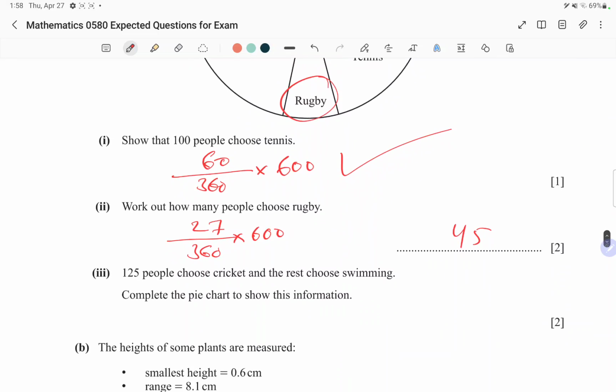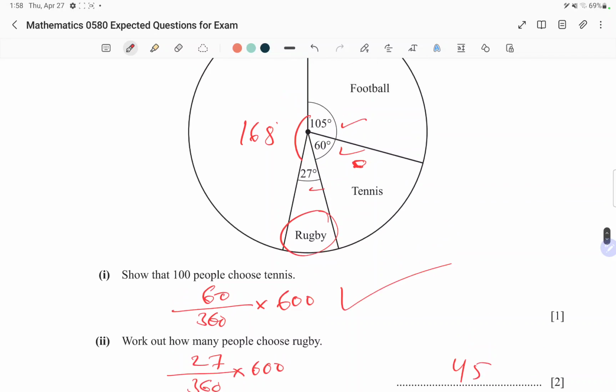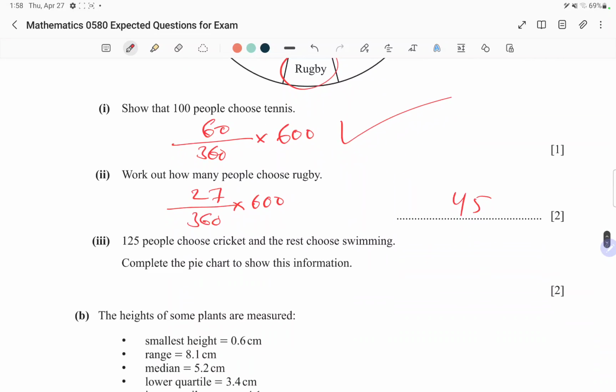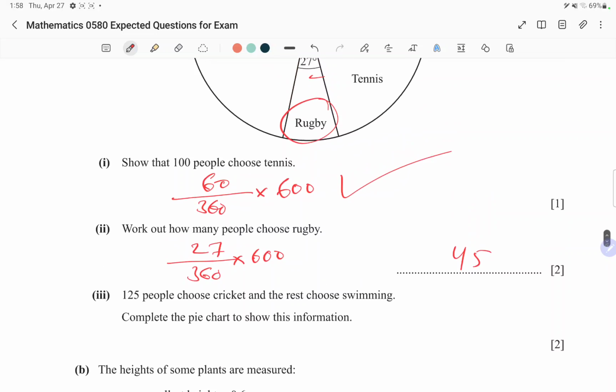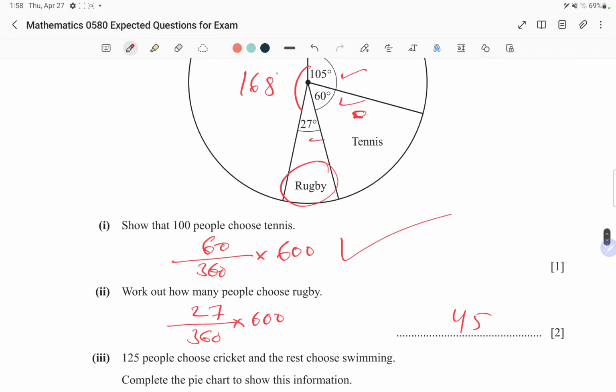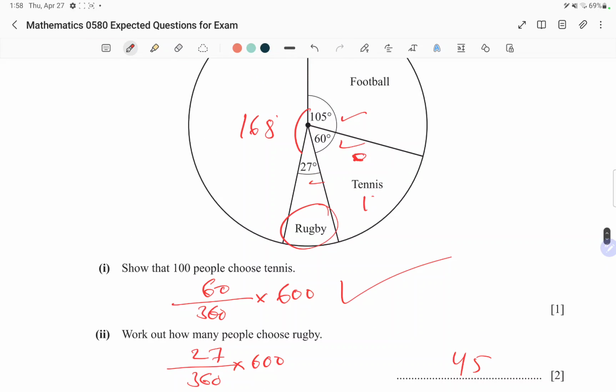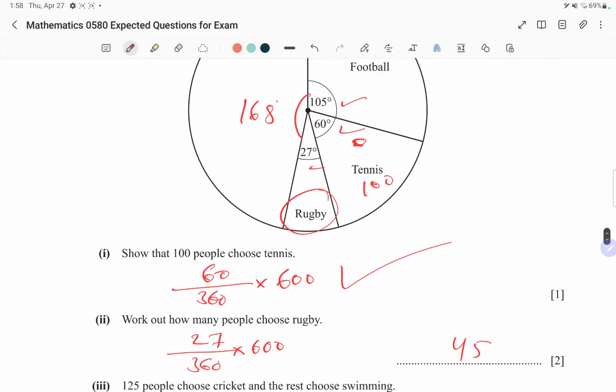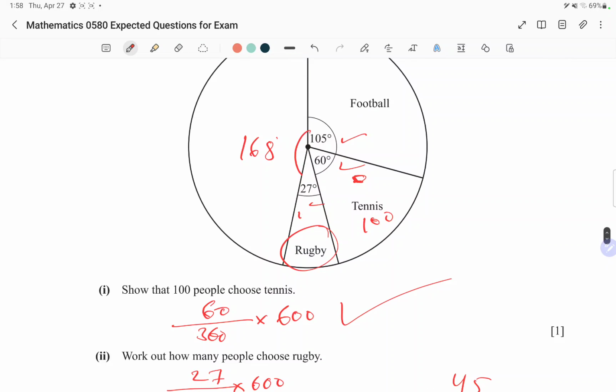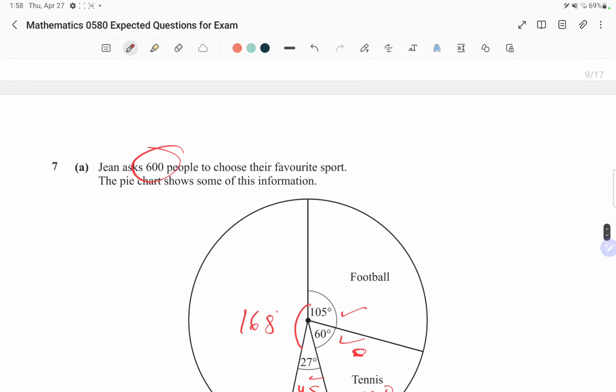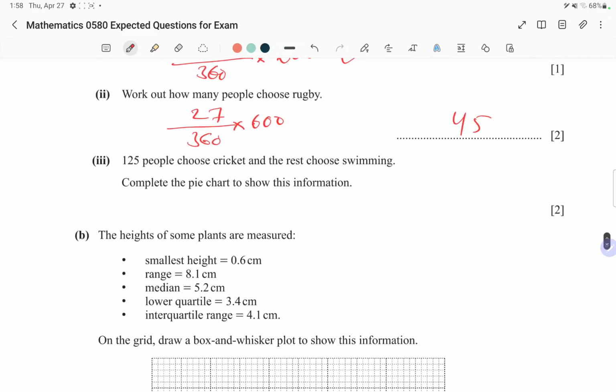The third question says 125 people choose cricket and the rest choose swimming. Complete the pie chart to show this information. So 100 for tennis. Okay, rugby is 45, and football. This is just for 2 marks then.